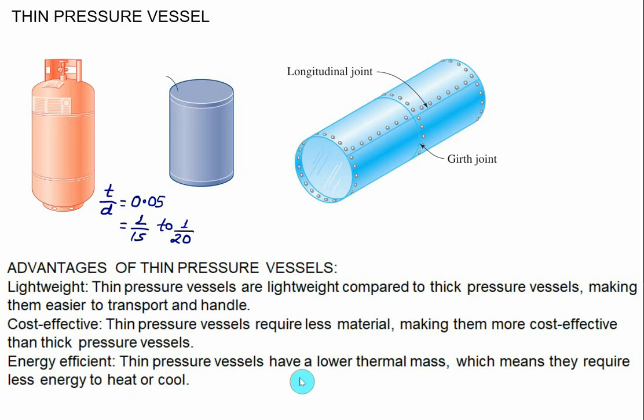And thin pressure vessels have a lower thermal mass, which means that they require less energy to heat or cool. Therefore, whenever you have to transport beer or cold fluid or ice creams in the tin pack, we have a low thermal mass, and therefore the cooling required when we transport from one city to another, and the air conditioning load, will decrease because of the thin pressure vessels. That cost will increase if we are using thick pressure vessels.